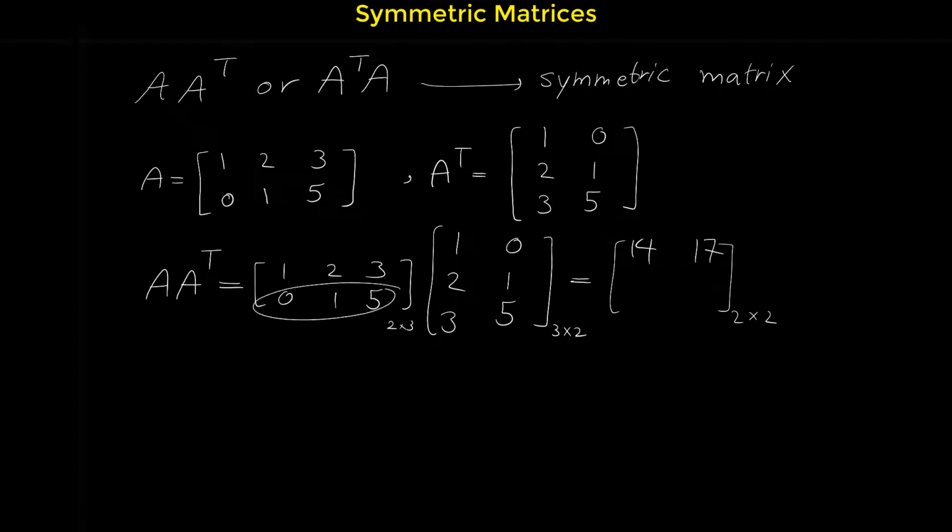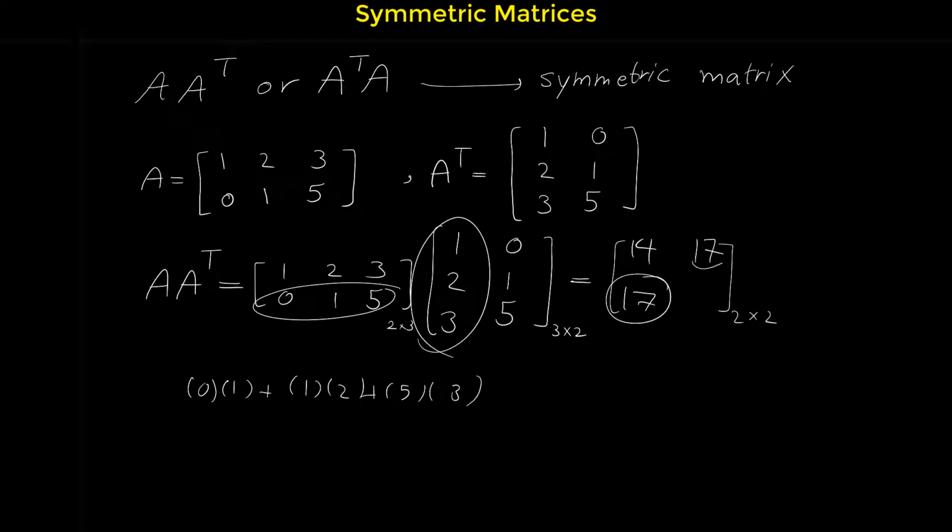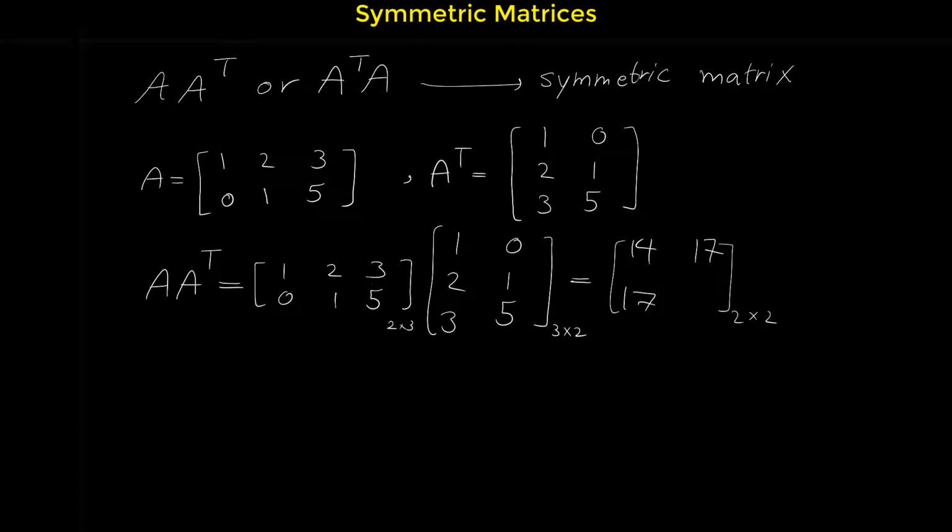Now if we multiply second row in the first column, we have 0 times 1 plus 1 times 2 plus 5 times 3, which is again 17. As you can see, these two elements are the same, as we expected. We know that when we multiply a matrix by its transpose, the answer is a symmetric matrix.